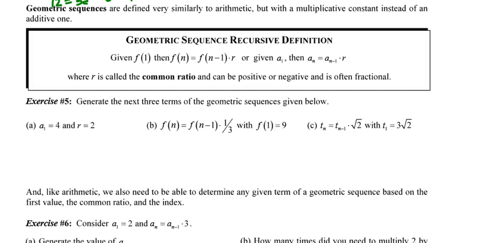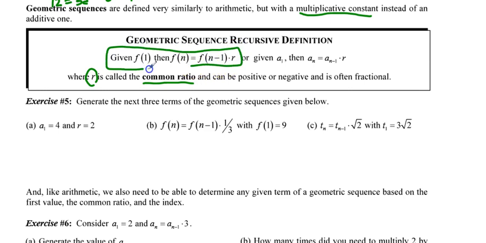In this recording, we're going to examine geometric sequences. As we mentioned before, a geometric sequence is just like an arithmetic sequence, except we multiply to get from term to term. It has a multiplicative constant. We call this thing R, the common ratio. So we need to know the first term, and then we can get more terms by multiplying by that R.